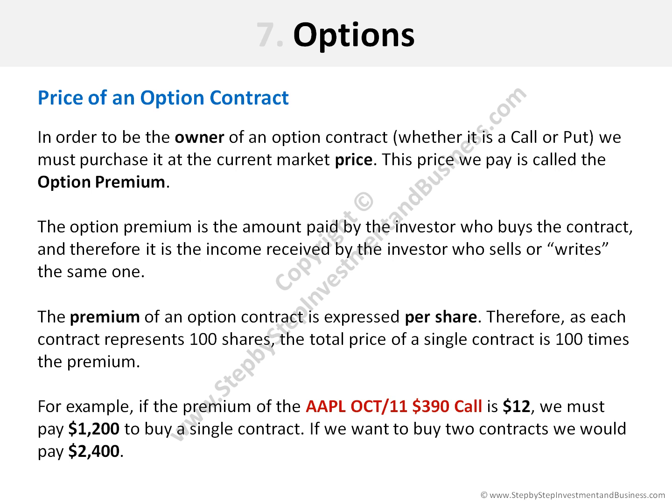The premium of an option contract is expressed per share. Therefore, as each contract represents 100 shares, the total price of a single contract is 100 times the premium. For example, if the premium of the Apple October 2011 strike price $390 call is $12, we must pay $1,200 to buy a single contract. If we want to buy two contracts, we would pay $2,400.